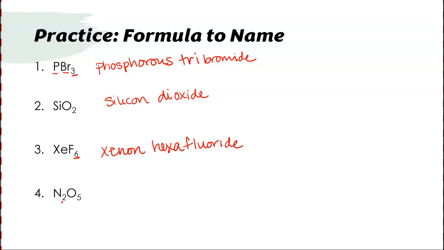And then here we have a 2 on our nitrogen. And so we can't leave the di out of that. So it's going to be dinitrogen pentoxide. And again, penta ends with a vowel, and then oxide begins with a vowel. So we don't write pentaoxide, we just write pentoxide.